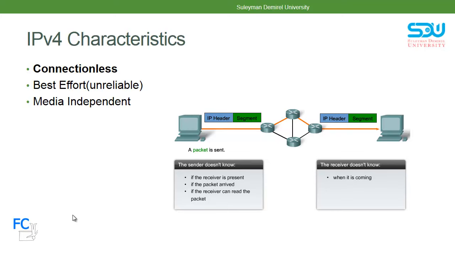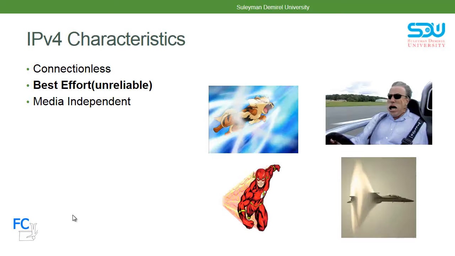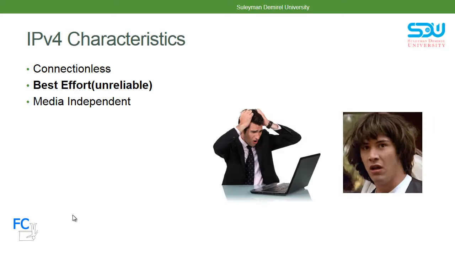It's the same situation with the packages. When the computer is sending the packet, the computer doesn't know whether it will be delivered, and if it is delivered, whether the receiver will be able to read it or not. IPv4 and IPv6 are very fast, really very fast, but due to the fact that it gives you best effort with its speed, it is unreliable.